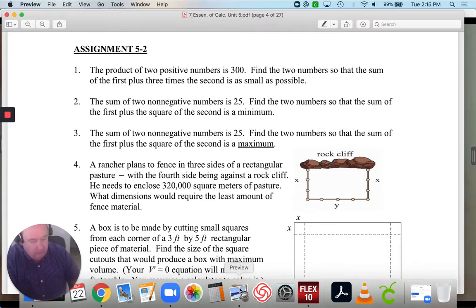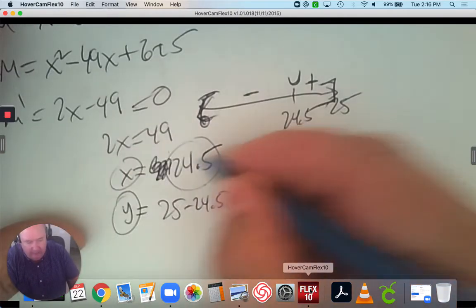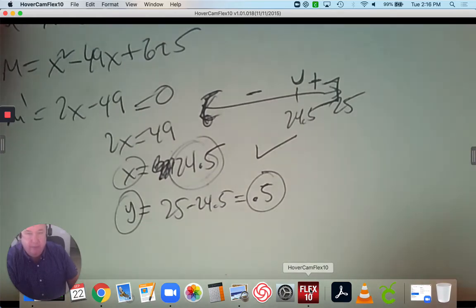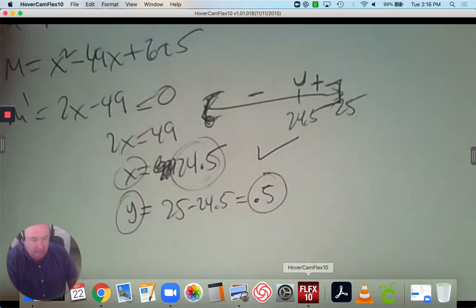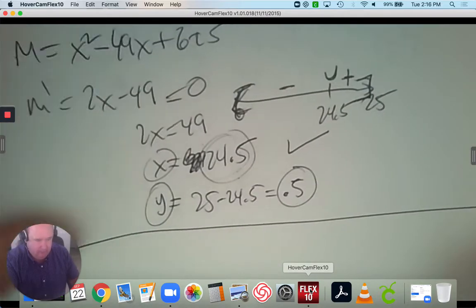Find the two numbers. So we have x equals 24.5. Because it's a minimum, we're good. And then what would y equal? So remember, y equals 25 minus 24.5. So y is 0.5 and x is 24.5, and that produces a minimum value. Again, these are conceptual questions, so I'm not going to worry about the sentence part yet.